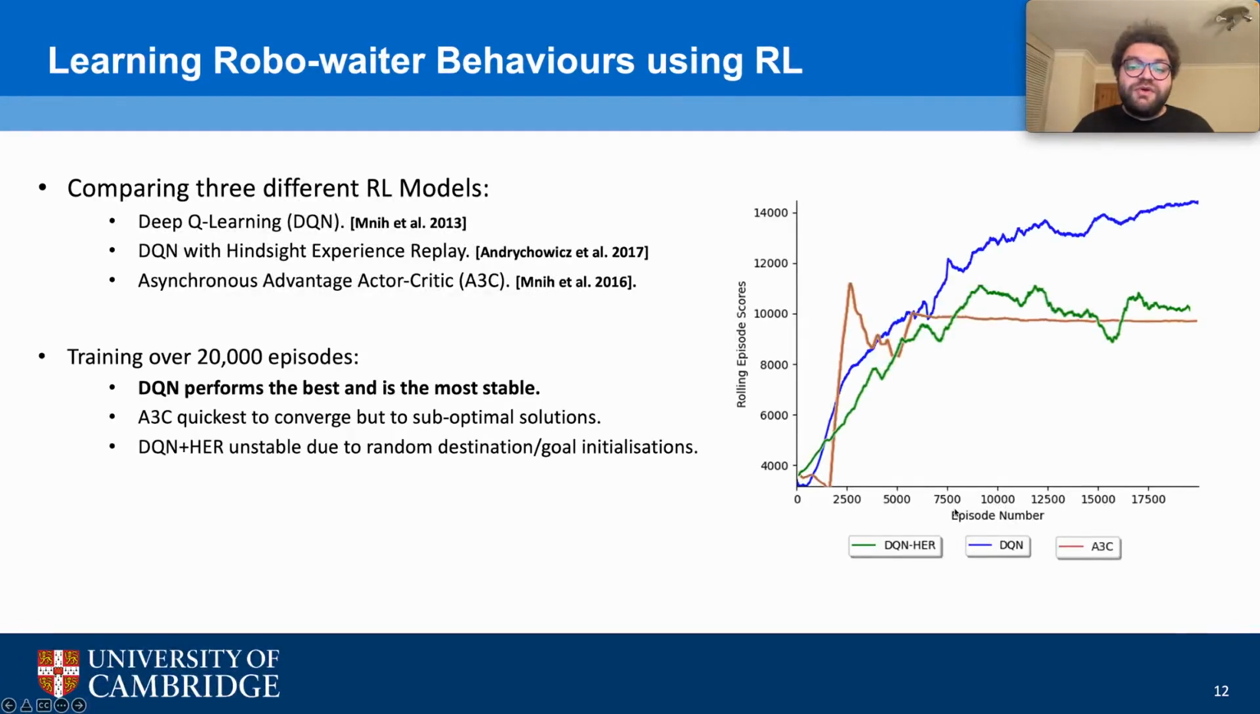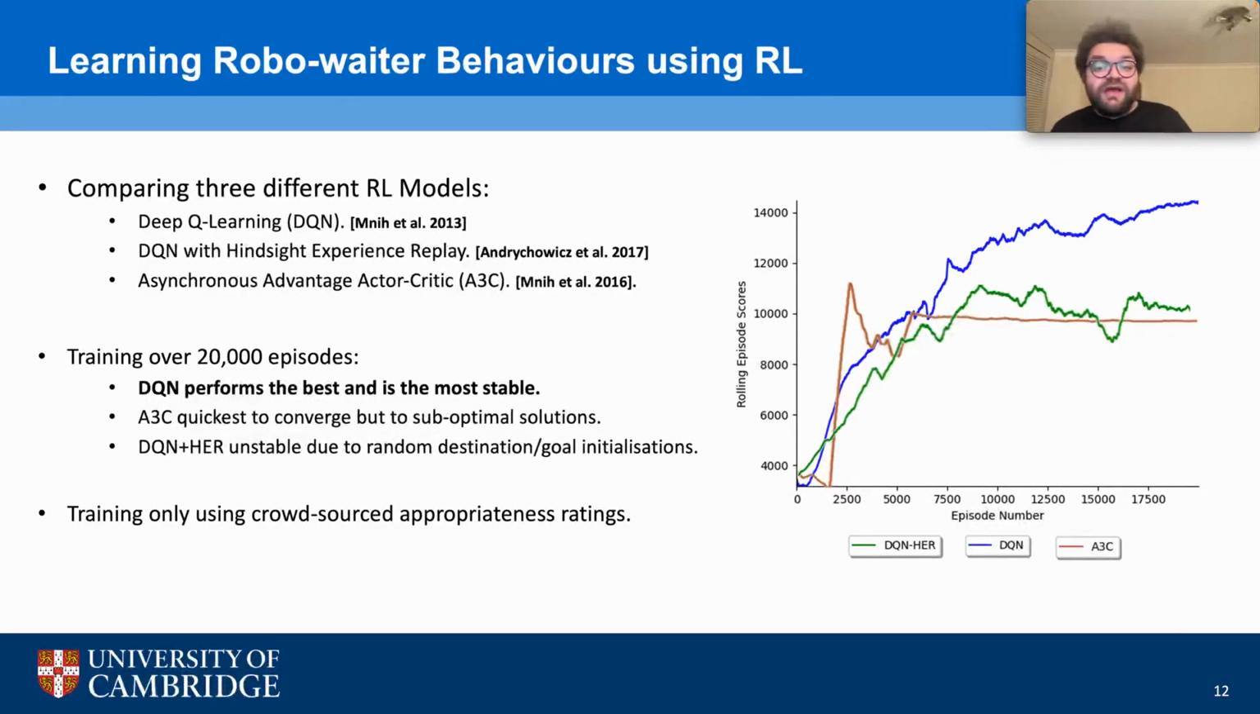We train these different models with the collected data over 20,000 episodes and compare them in terms of the rolling episode score achieved by these models. As can be seen, DQN performs the best and is the most stable. Although A3C is the quickest to converge, it converges to a suboptimal solution, while DQN plus HER is relatively unstable. We train these models only using the position value matrix we saw in the previous slide, with no real-time adaptation in the model yet.